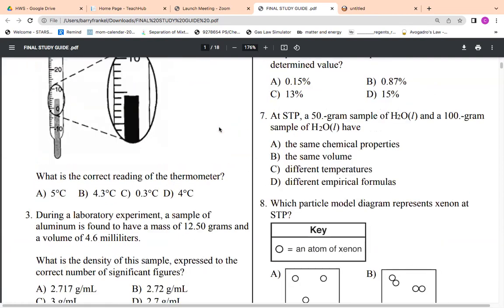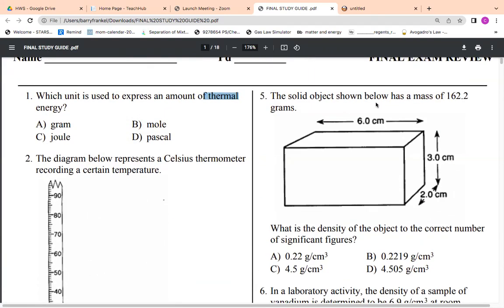All right, number 5. The solid object shown below has a mass of 162.2 grams. What is the density of the object, with the correct number of sig figs? So they're making it a little bit difficult for us because they're not just outright giving us the volume. You have to calculate it yourself. This is a rectangular prism.